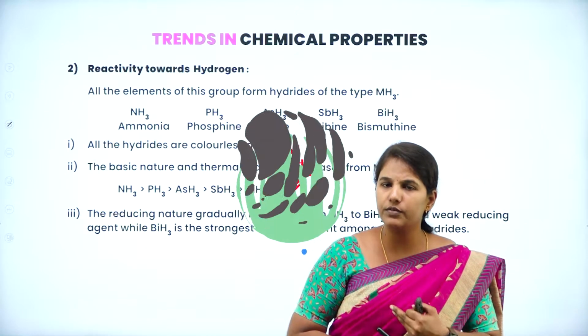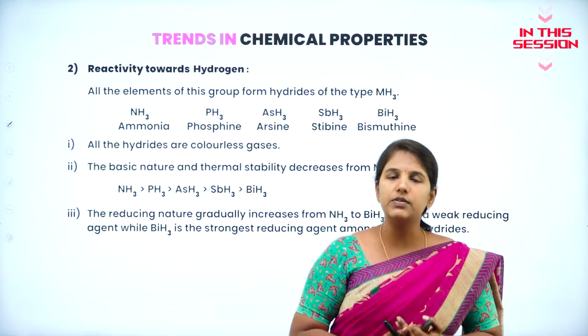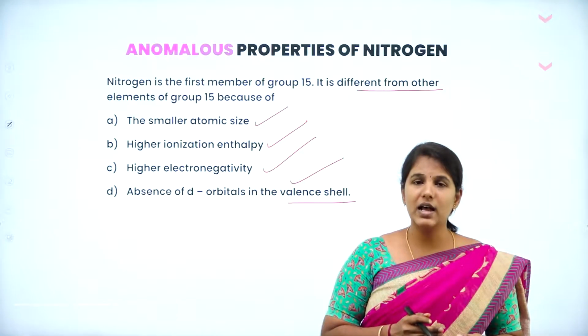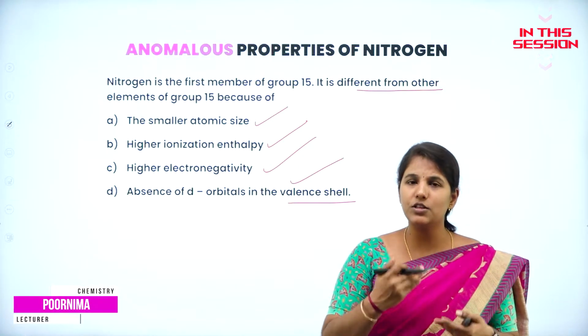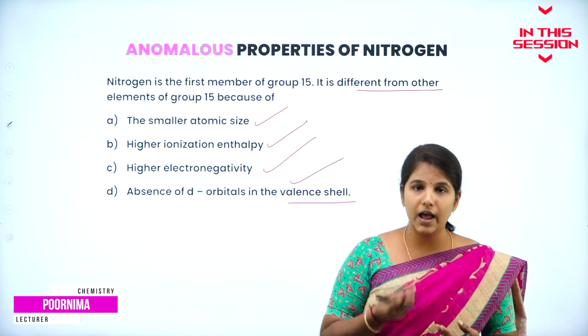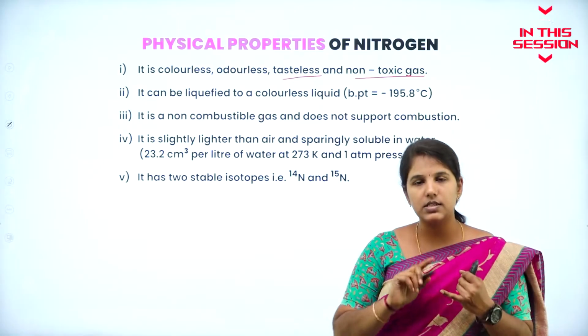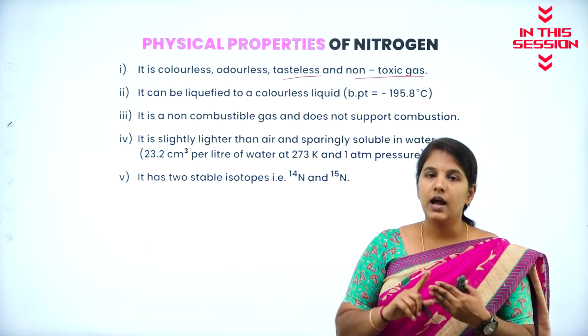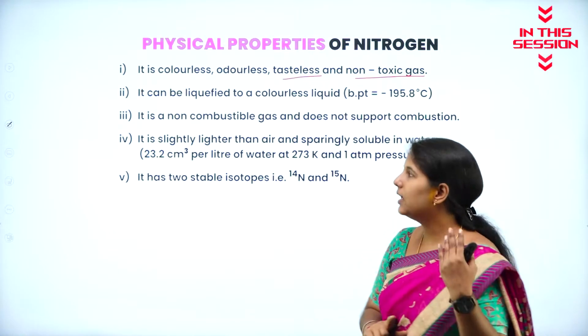All these group 15 elements, when they react with hydrogen, will form what? Hydrides. It has a higher stability to attract the shared pair of electrons towards itself. That is why it has a higher electronegativity. This is a colorless, odorless, tasteless, and non-toxic gas.